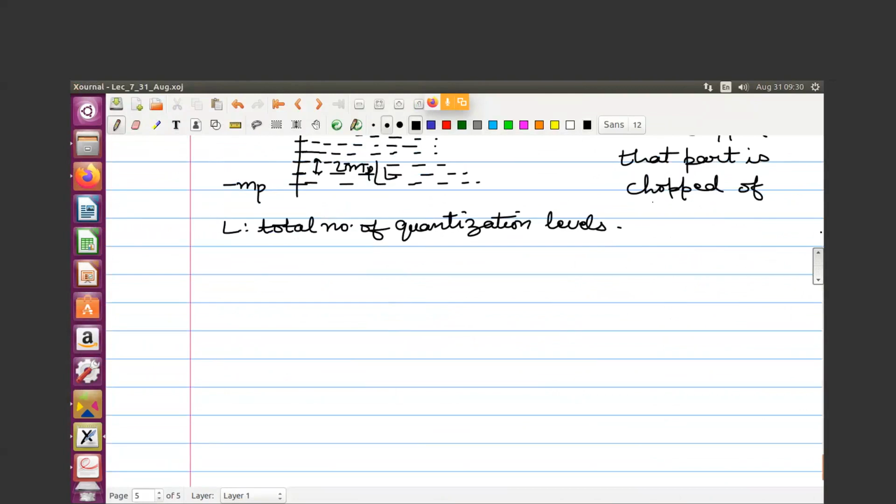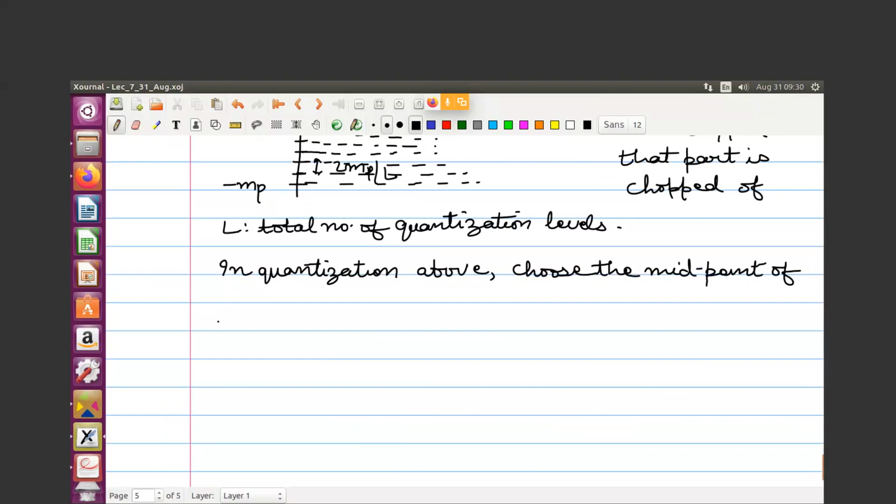In quantization, we choose the midpoint of the interval.